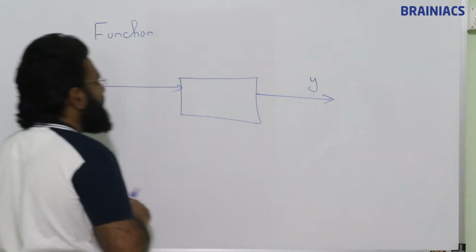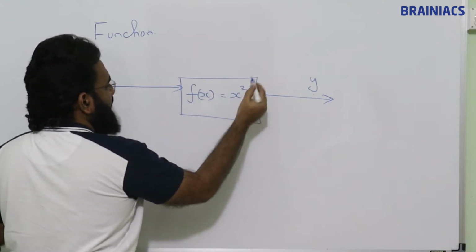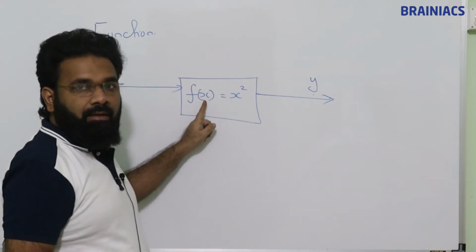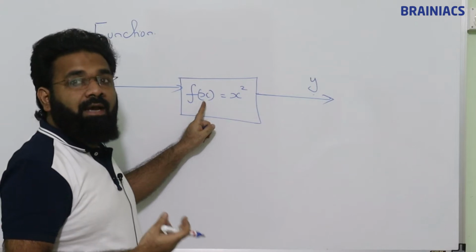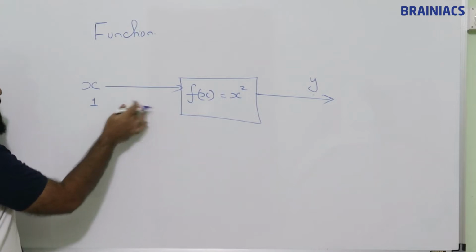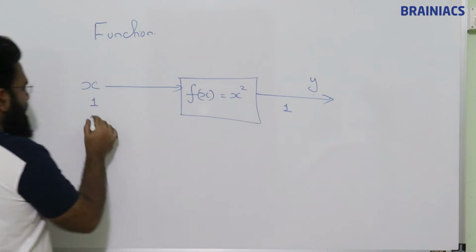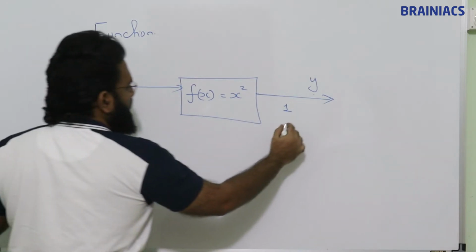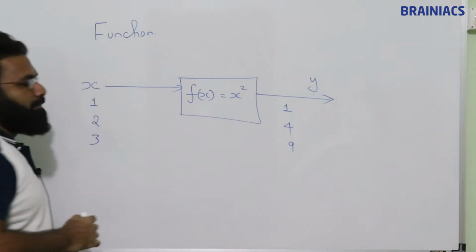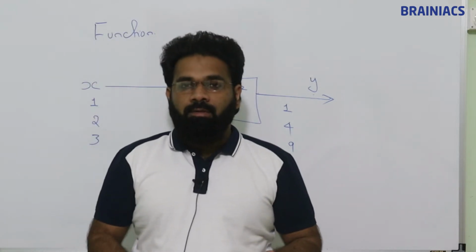Say for example, this function f of x is equal to x square. This x is nothing but the input, or we can say argument. Suppose if we give a value 1 here, we will get an output 1, since 1 square is 1. If we give an input 2, we will get an output 4. If we give 3, we will get an output 9. So this function is square. This can be anything.